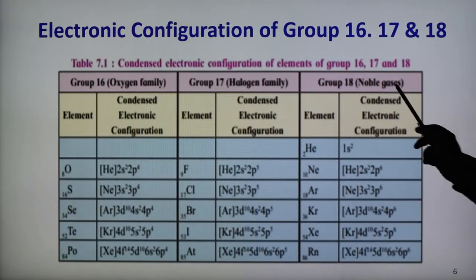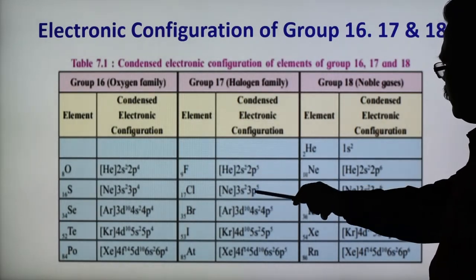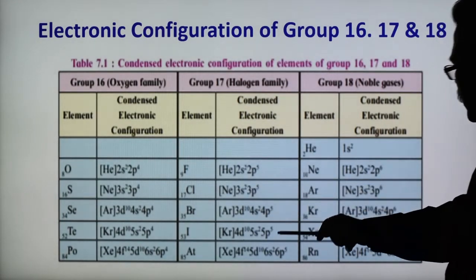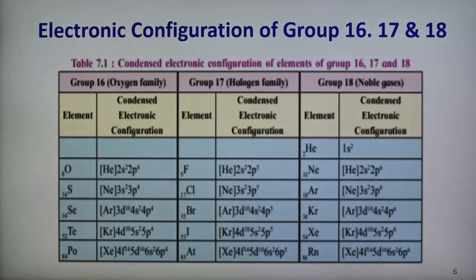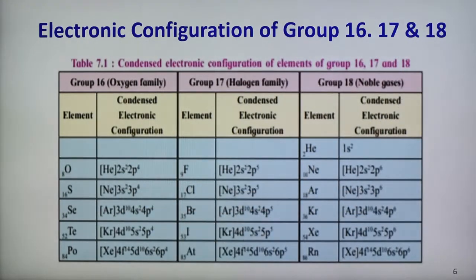In this case also, the incoming electron goes to the p orbital. So 2p5, 3p5, 4p5, 5p5, 6p5. In this case, 2p6, 3p6, 4p6, 5p6, 6p6. So in this way we can write the configurations: helium, neon, argon, krypton, xenon.